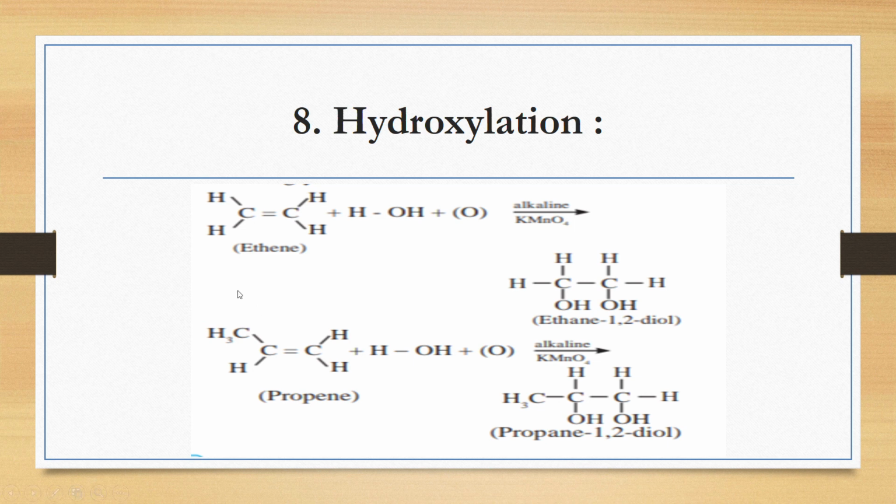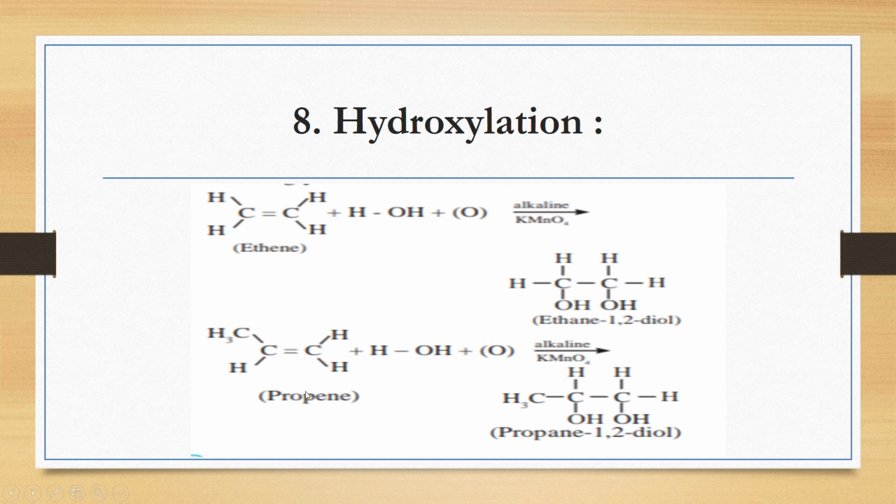Ethene is treated with water and oxygen in presence of alkaline KMnO4. So once we have added alkaline KMnO4, the solution will turn purple in color. Now the double bond will open up. An OH group will go to one carbon atom. Another OH group will go to another carbon atom, and thus two OH groups we are getting at adjacent positions. We are getting a 1,2-diol, which is called a glycol. So this is ethane-1,2-diol, which is also called ethylene glycol.